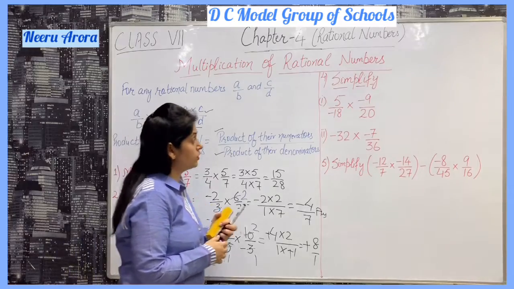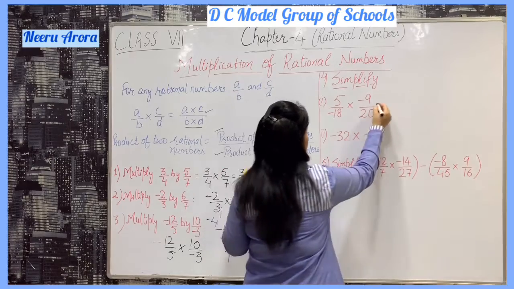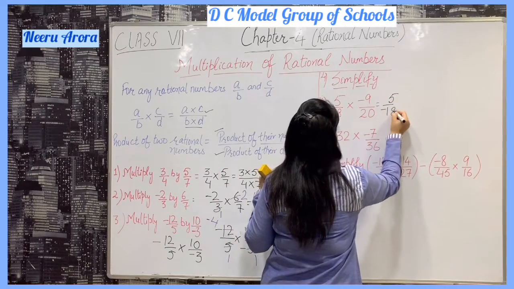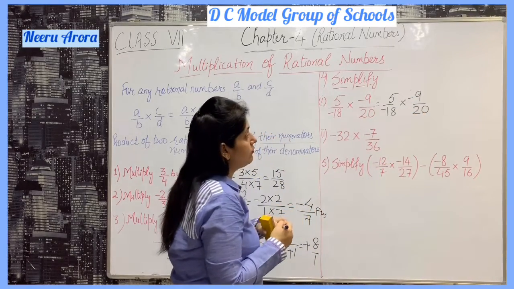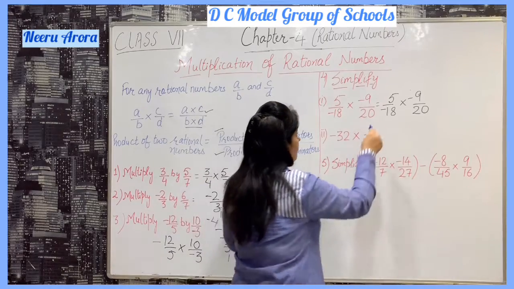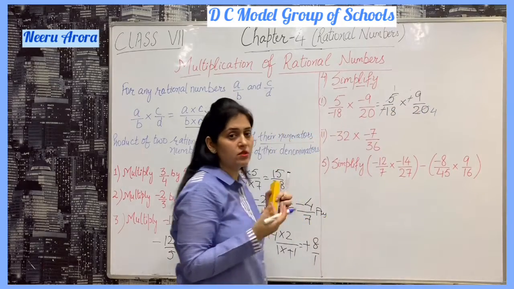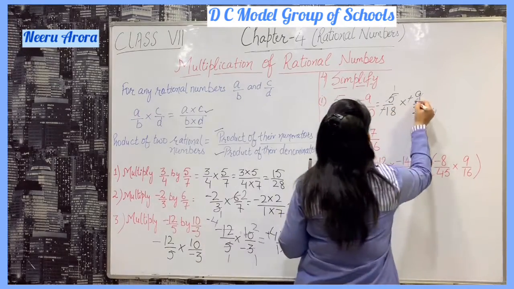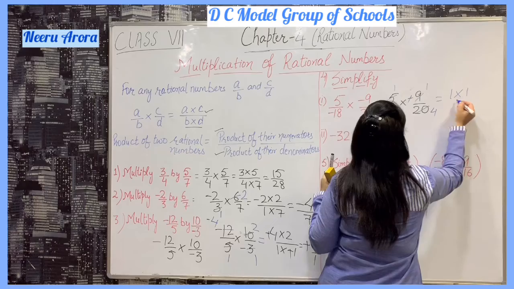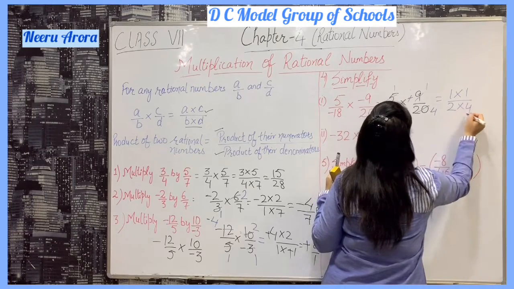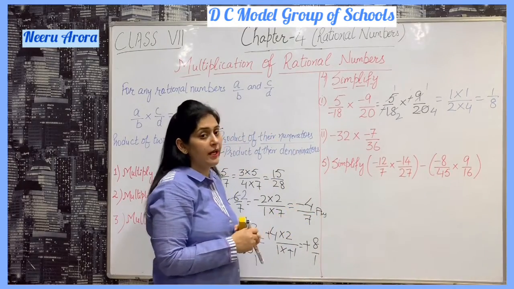Now look at the fourth question, simplify. So 5 by minus 18 multiplied by minus 9 by 20. Again we will cancel the terms first. 5 ones are 5, 5 fours are 20. Minus cancels with minus; you can do it in this way also. 9 ones are 9, 9 twos are 18. So in the numerator we have 1 multiplied by 1, and in the denominator 2 multiplied by 4. So we have 1 by 8. The final answer is 1 by 8.